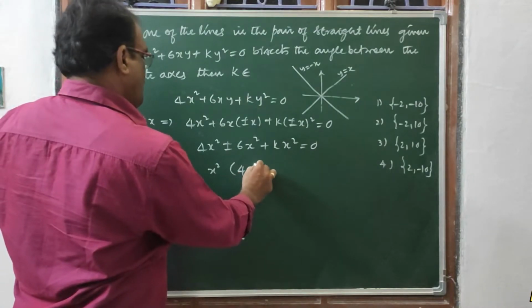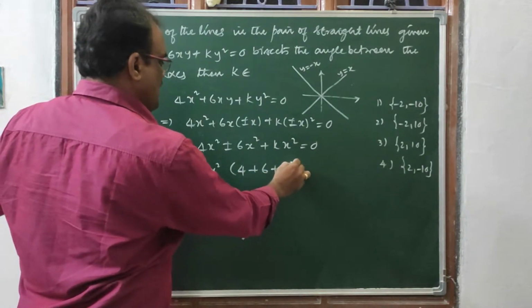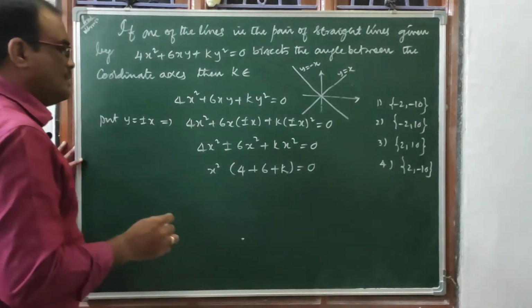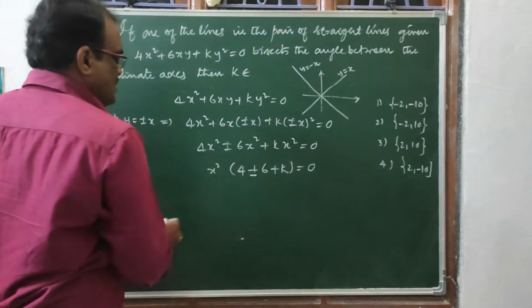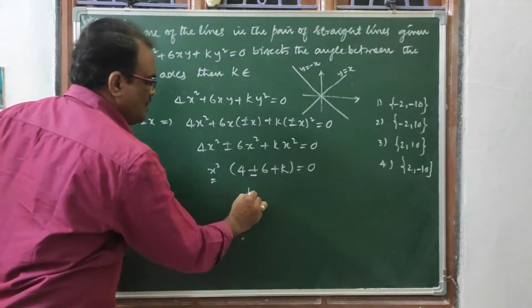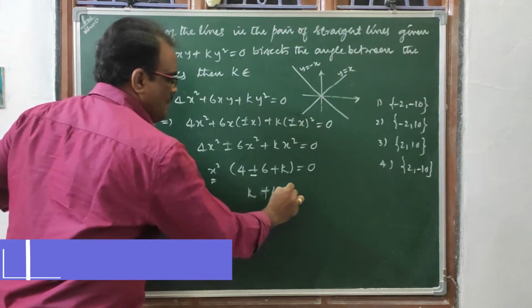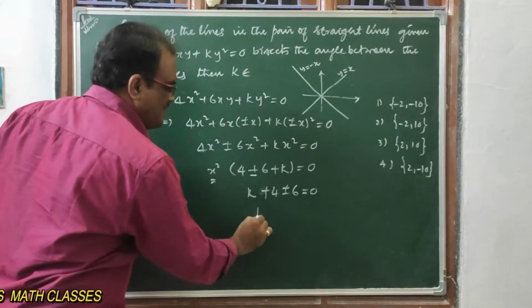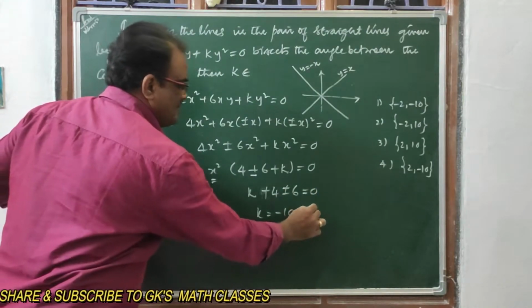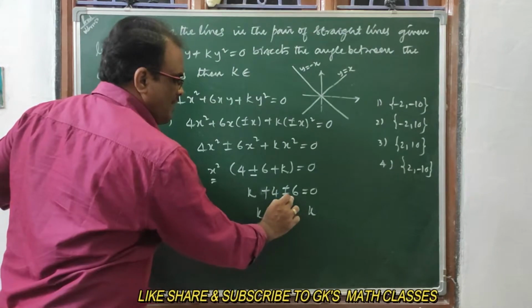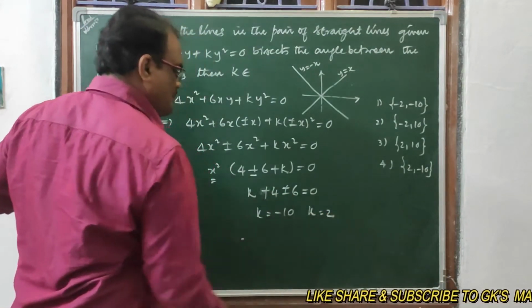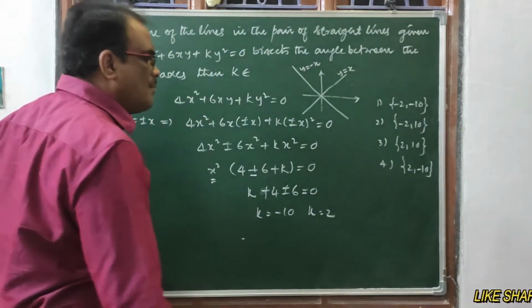4 + k = ±6, since x² is not equal to 0. So k = −4 ± 6. Take plus: k = 2. Take minus: −4 − 6 = −10, so k = −10. So your answer is 2 comma −10.